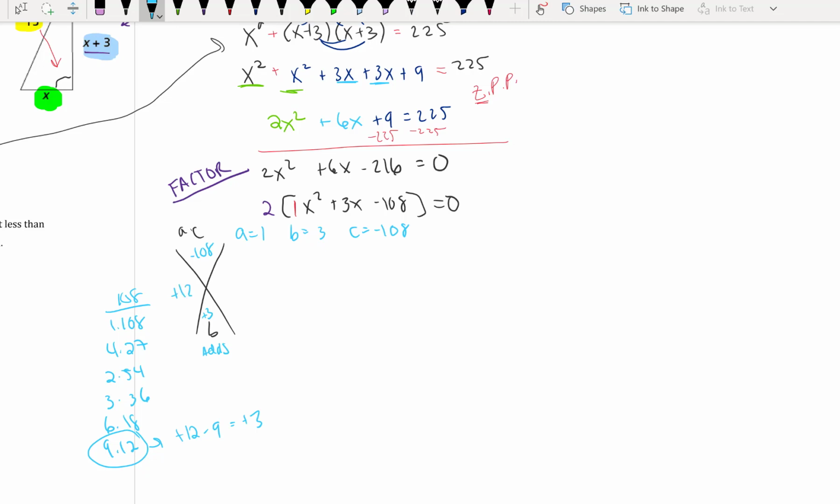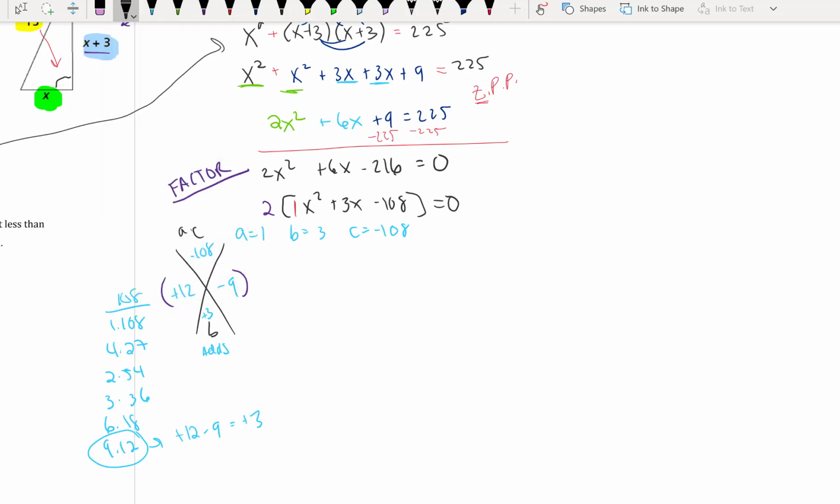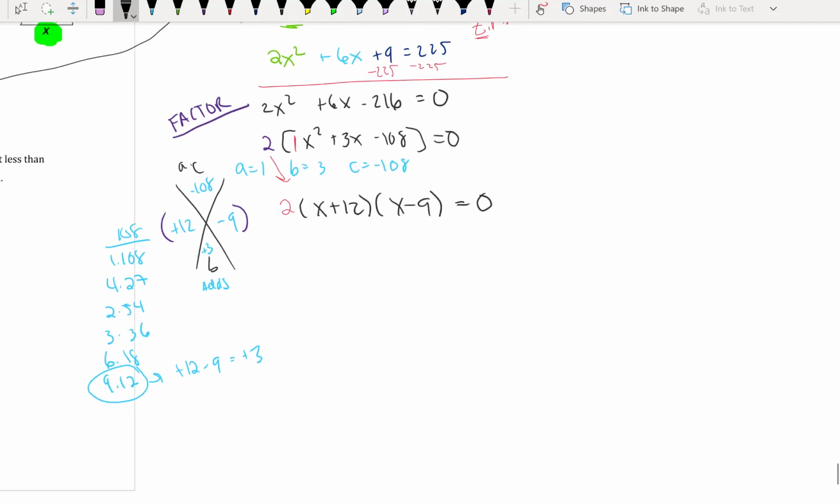So a positive 12 and a negative 9, and these are going to be your parentheses. So now I know that this is going to factor as (x plus 12) and (x minus 9). And I'm also going to bring down my GCF, which was a 2, all equal to 0. So then from here, I'm going to set each thing equal to 0. So each factor.